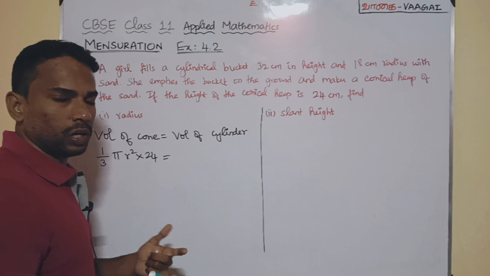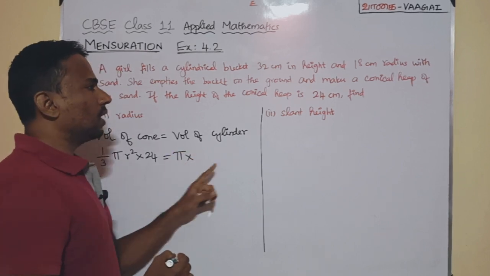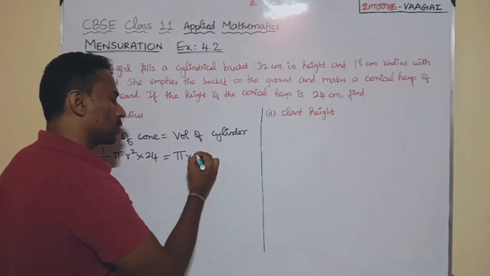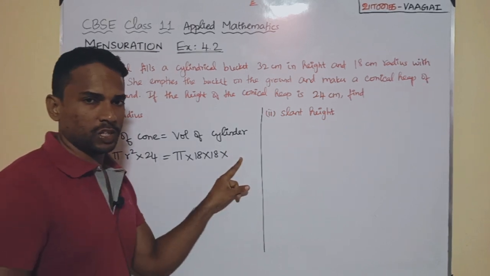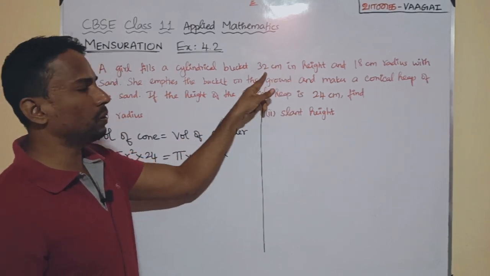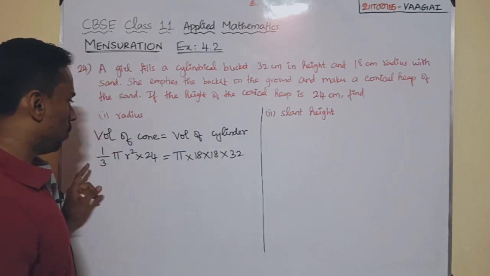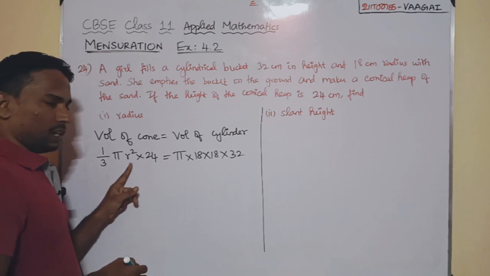Volume of the cylinder is pi r square h. So pi into, what about the radius of the cylinder? It's going to be 18 centimeter, right? So r square means 18 into 18 multiplied by h. H means height of the cylinder, which is going to be 32 centimeter. Okay, I'm noting it, 32. That's it. Now we formed an equation. When I solve this equation, we will be able to get the value of r.